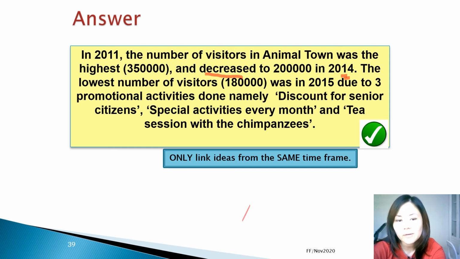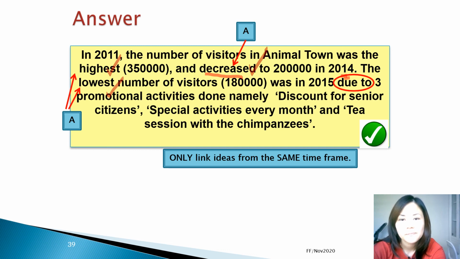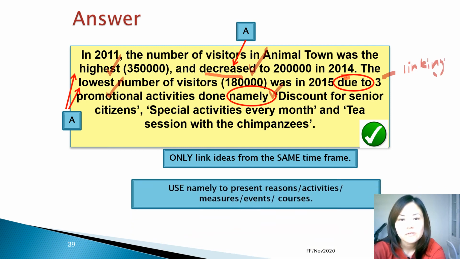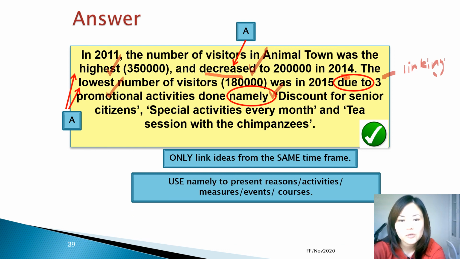Okay, everyone, we have 1 analysis for the highest, 1 for the lowest, 1 for decreased, and due to, the linking word, namely, is correctly used. So you can actually use the word namely to present reasons, activities, measures, events, or causes. So this is the correct answer. And of course, this is a high-quality synthesis that you made. Alright.